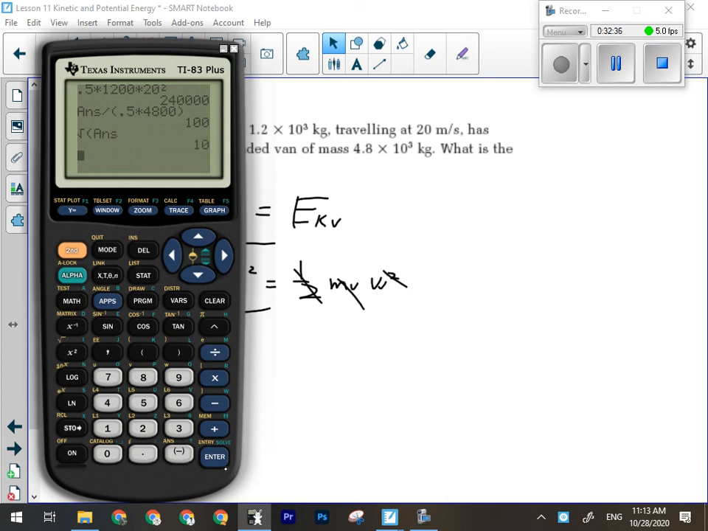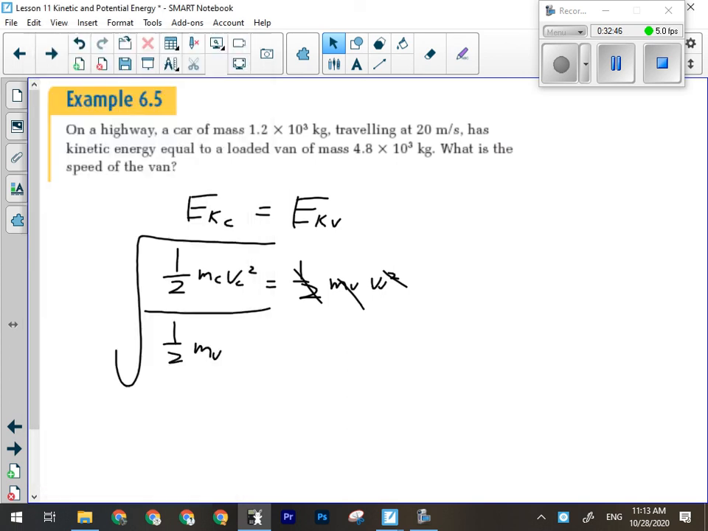Okay. The van's 4 times as heavy and is moving half as fast. Again, that's that whole exponential relationship between speed and kinetic energy. This thing has way more mass, so it has to go a lot slower. Not 4 times slower, but half as slow.